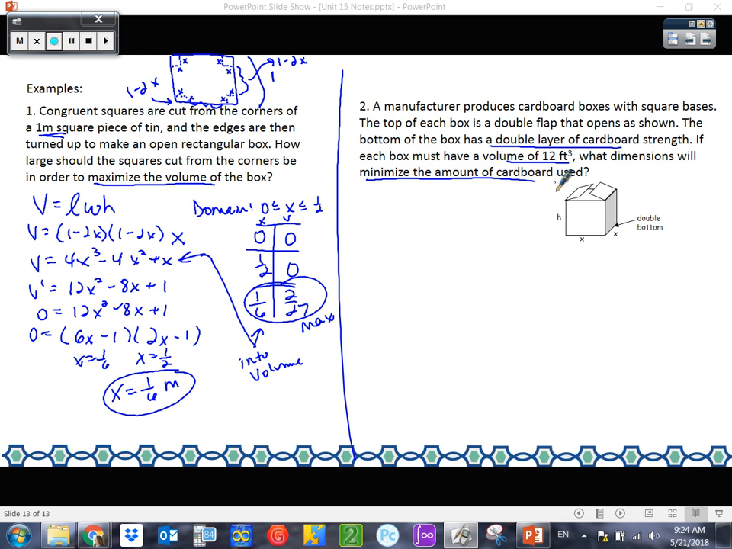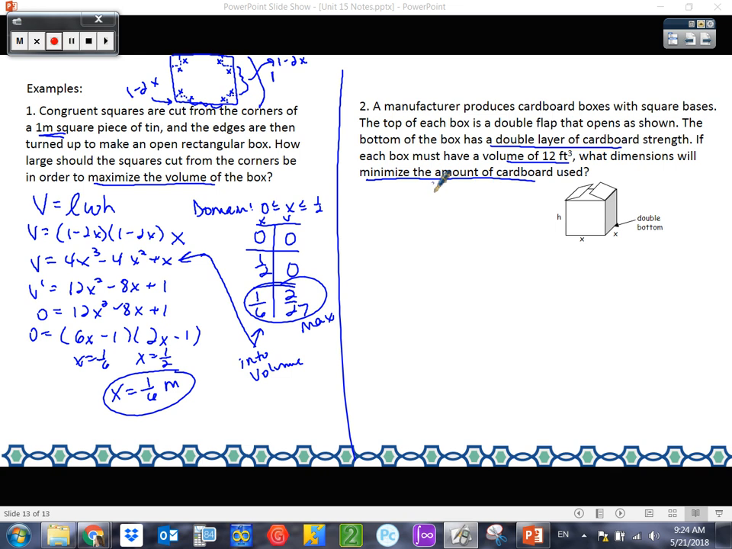Okay, volume and minimizing the amount of cardboard, those are two different things, right? That's not the same thing. Minimizing cardboard, we would need to work on surface area, not volume. So they gave us volume for a reason. We don't really know why yet. We'll discover why, but we don't know why. So we just need to focus on what we're supposed to minimize or maximize. Okay, that's what we're focusing on.